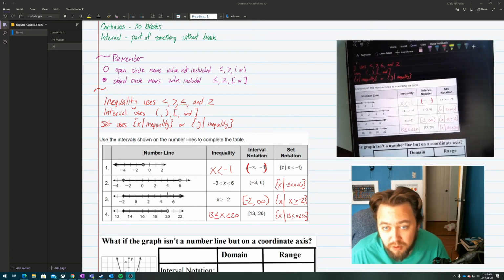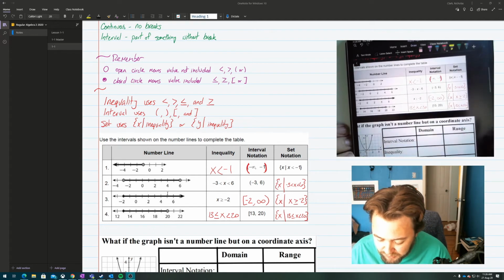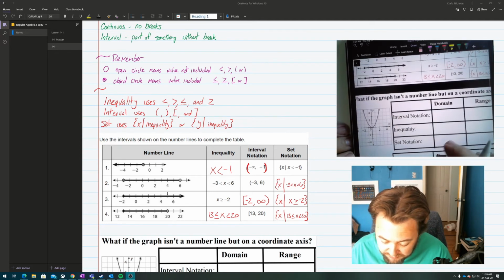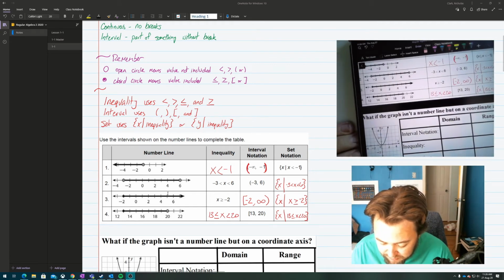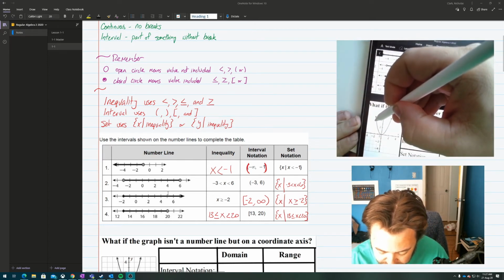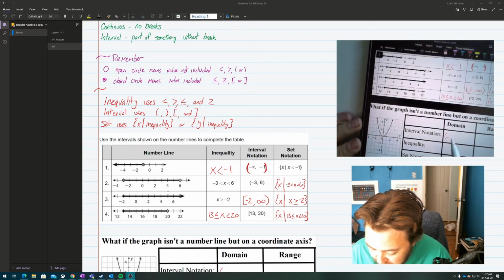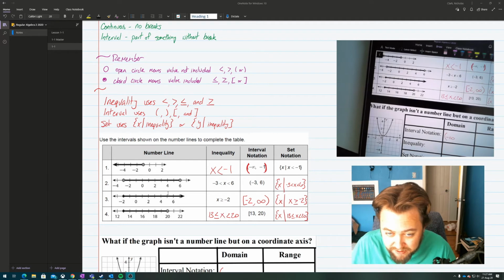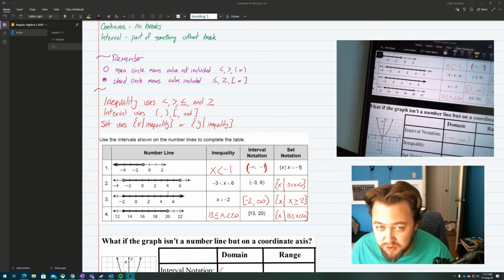All right, but Mr. Clark, what if it's not on the number line? Not much really changes. So let's look at this beautiful parabola. If we look at it going to the left, my domain, my side to side, this keeps going to the left forever. So my domain goes to negative infinity as I go more negative. As I go more positive, it goes to positive infinity. So it keeps on going forever to the left, it keeps on going forever to the right.